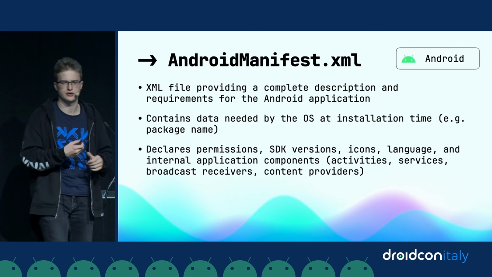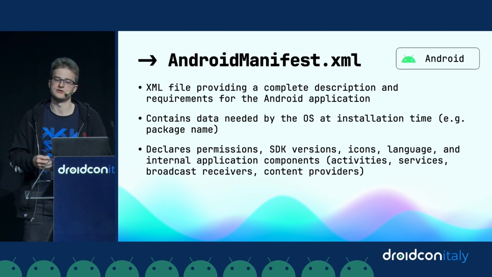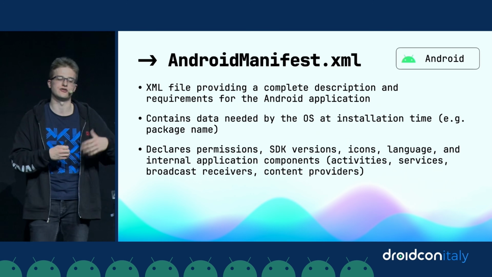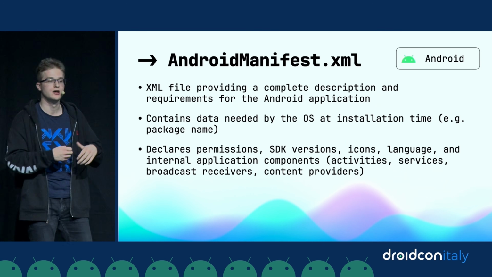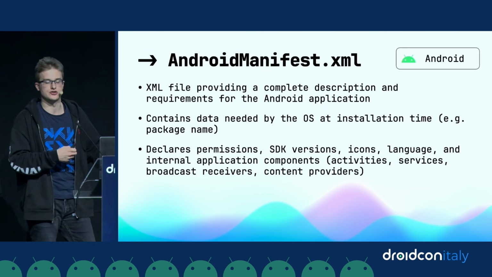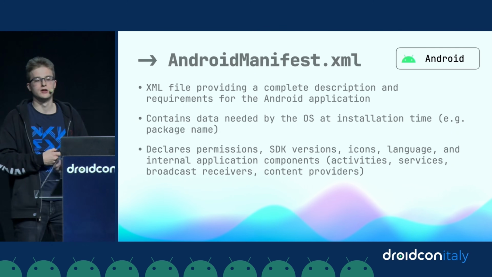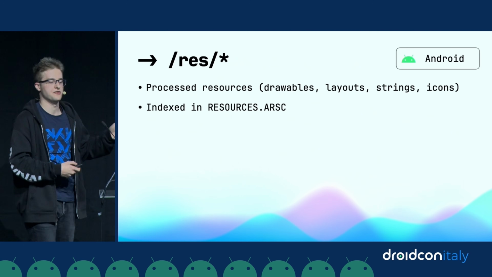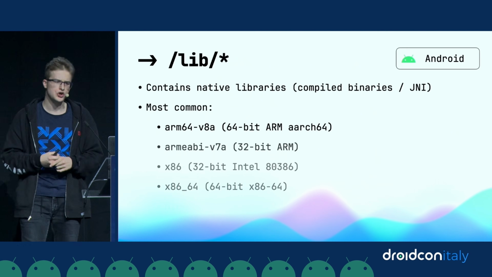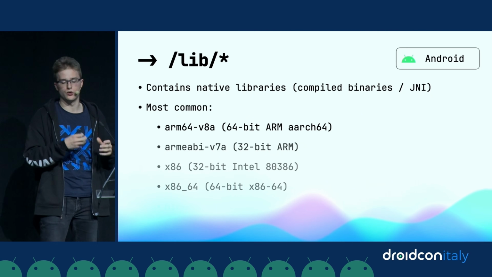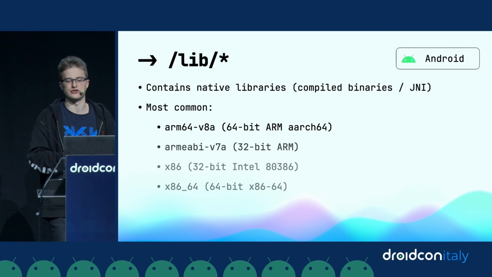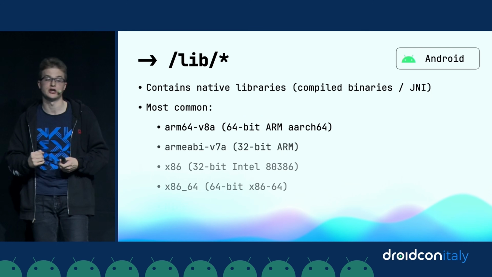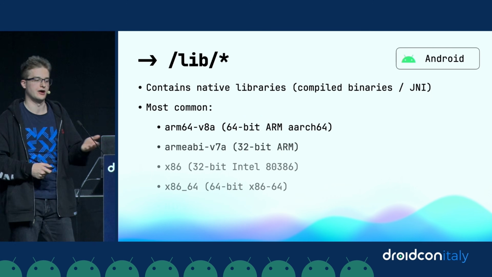You have the AndroidManifest.xml, which defines the application and all its capabilities to the operating system, so that it can check at install time what permissions are required, what target version the application needs, and all those things. You have resources, which is where all the XML and images and everything else goes. You have libraries, which are basically the compiled binaries that your application ships. And you actually ship different binaries depending on which architecture you're targeting. The most common are x86 or ARM64.